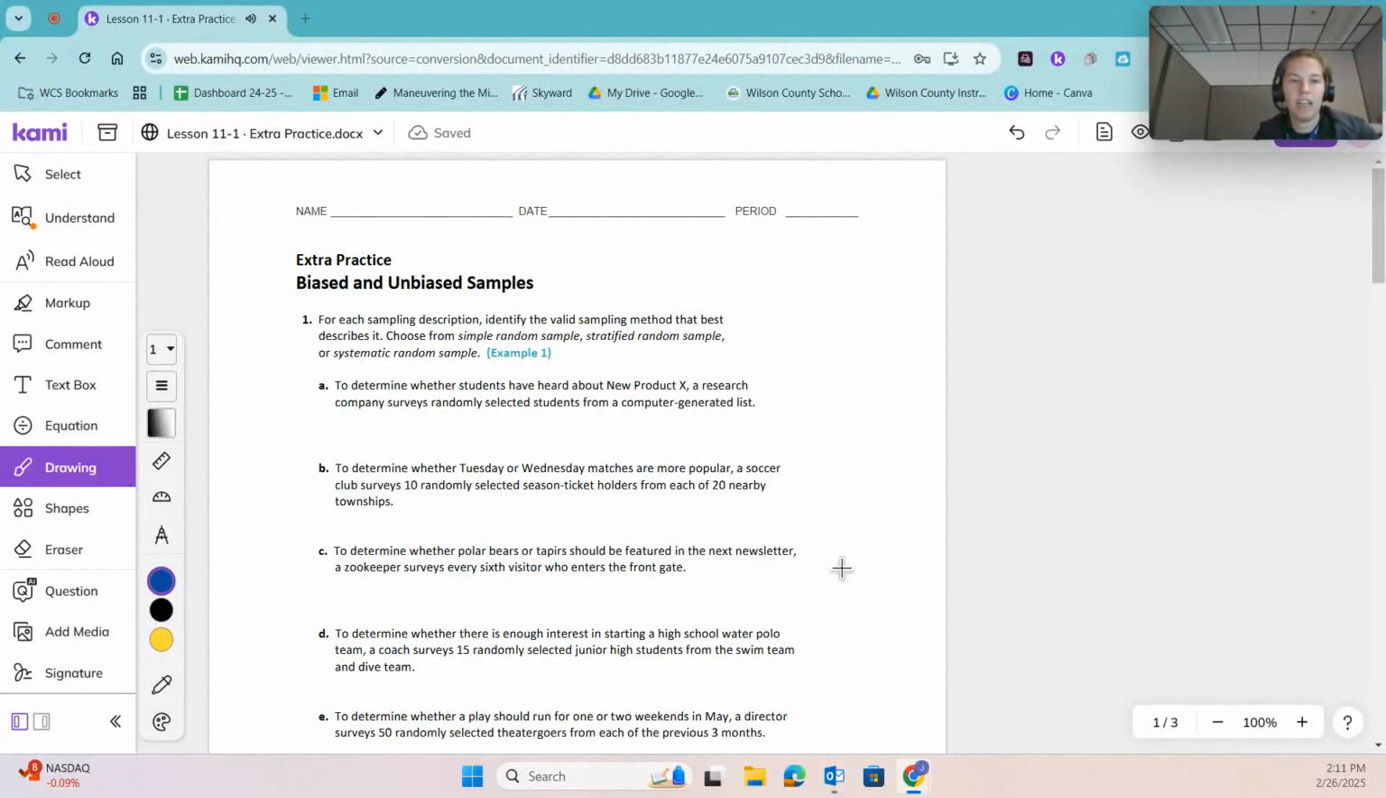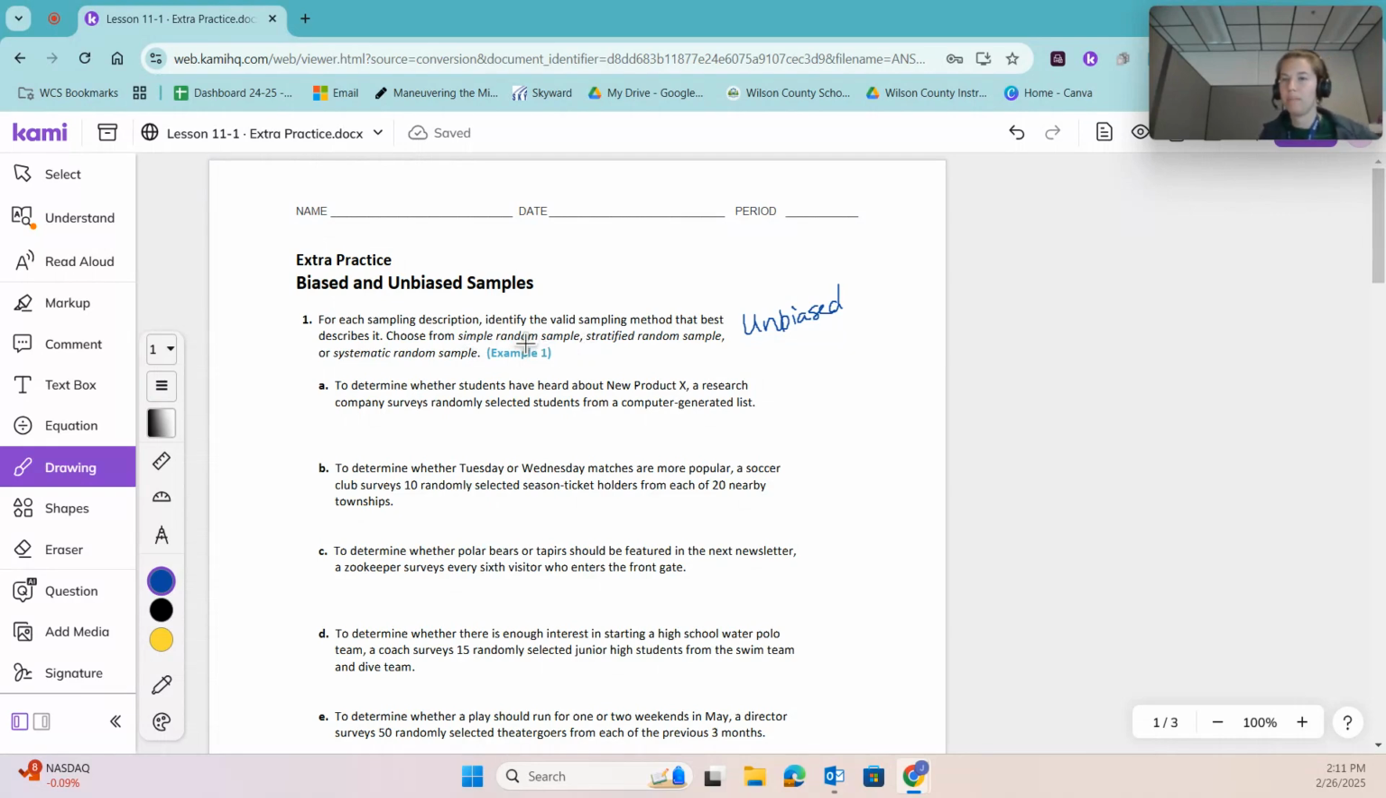Today we're going to be talking about biased versus unbiased samples. First we're going to take a look at unbiased samples. These are unbiased because they are random. There are three different types of random samples that we can take.